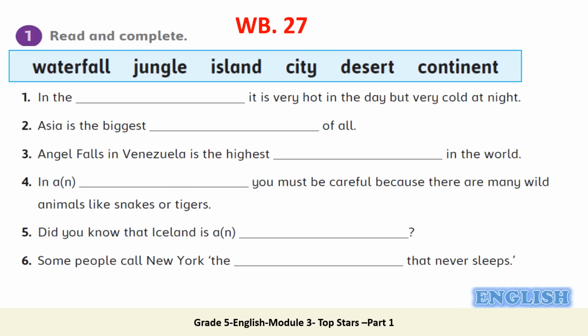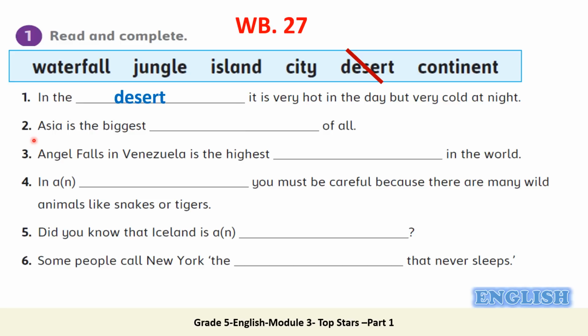We need to use the words we have learned in sentences correctly. So open your workbook page 27. You have to read these 6 sentences and complete them with these words. The words are waterfall, jungle, island, city, desert, and continent. I'll do the first one for you. In the space, it's very hot in the day, but very cold at night. Excellent. In the desert. Now pause the video, complete the rest of the sentences, and then play the video again to check your answers.